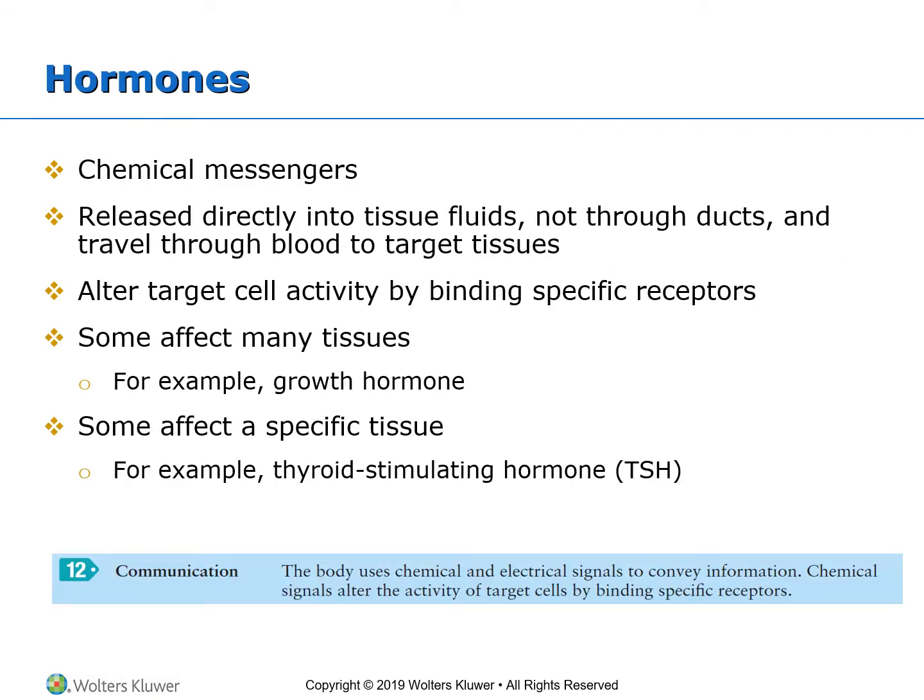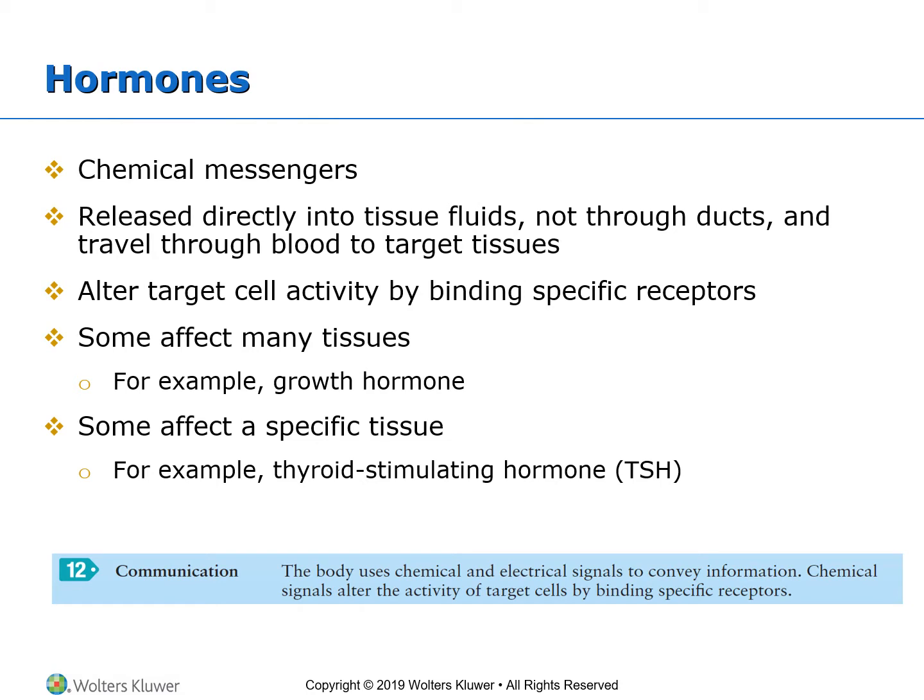Hormones can be seen as chemical messengers. They will be released by the gland directly into the tissue fluids. They are not carried by ducts inside cavities, and they surround and flood the tissues and the cells from the interstitial or extracellular fluid. They also can be carried away from the area where they were produced by penetrating into the bloodstream, and the blood will carry them to other tissues.